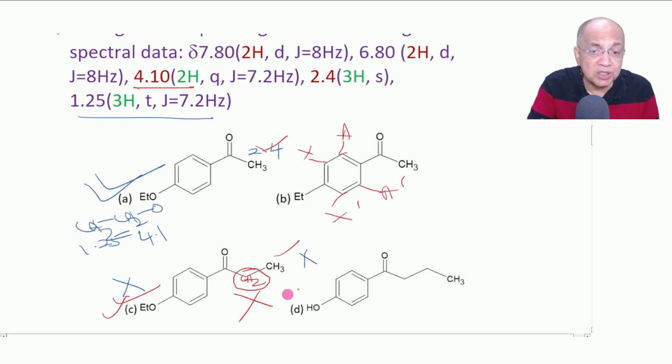And the question of this doesn't arise because there would be an additional triplet and quartet. There is no such thing. And the 2.4 peak is a 3 proton singlet; here it is 2 protons. So in all consideration, the correct answer is this. A is the correct answer.